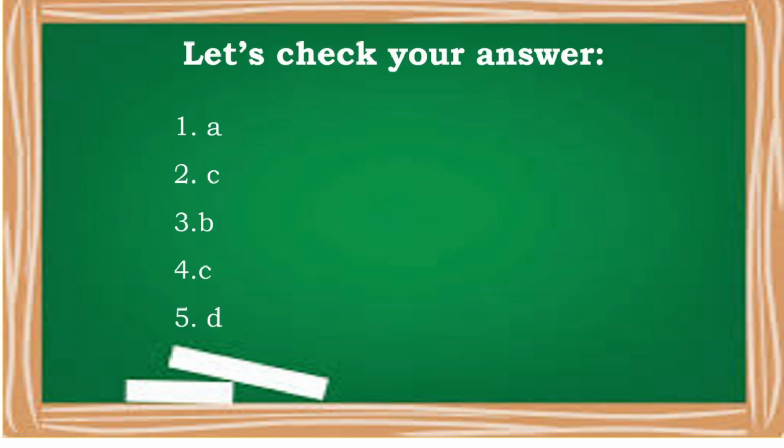Alright, let's check your answer. For number 1, the answer is letter A. Number 2, the answer is letter C. Number 3, the answer is letter B. Number 4 is letter C. And number 5 is letter D. Did you get the correct answers?